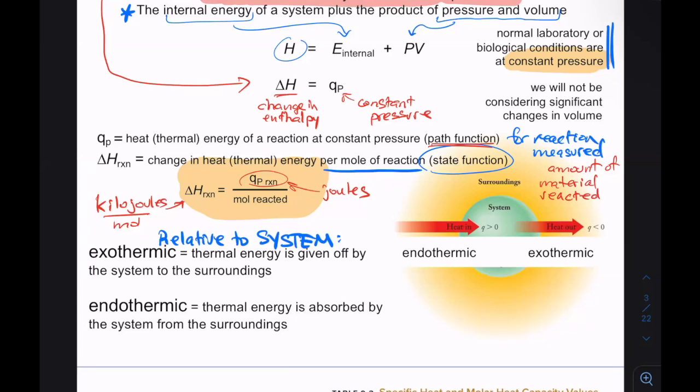If it's endothermic, that means that the thermal energy is absorbed by the system, so it got that thermal energy from the surroundings. So the surroundings are going to get colder if it's endothermic. The surroundings get hotter if it's exothermic. Does that make sense? So the surroundings get hotter. Should have put that in red, I guess. And here the surroundings get colder.